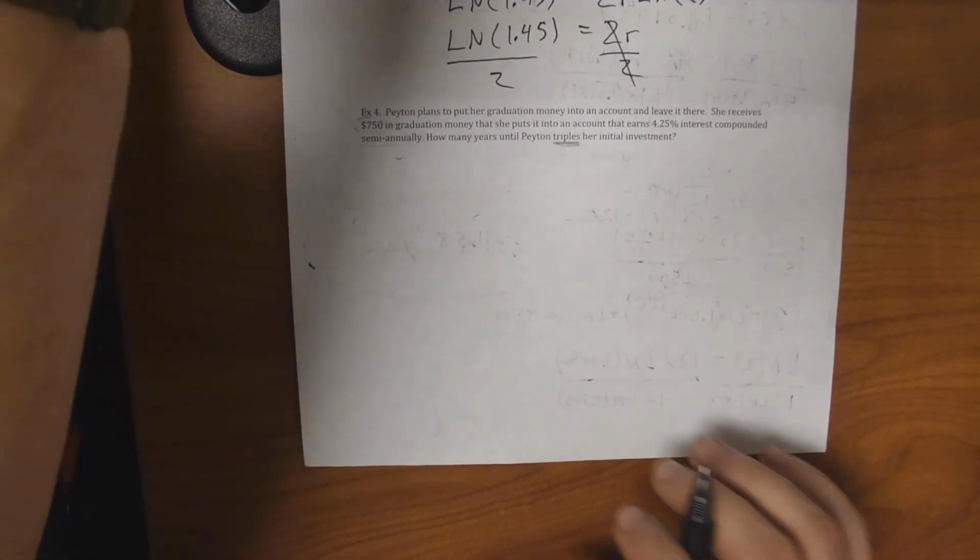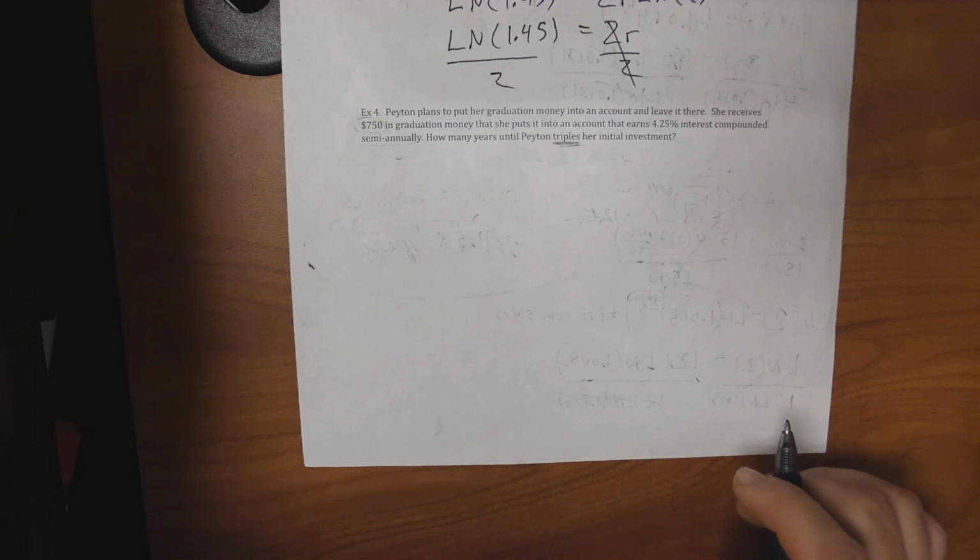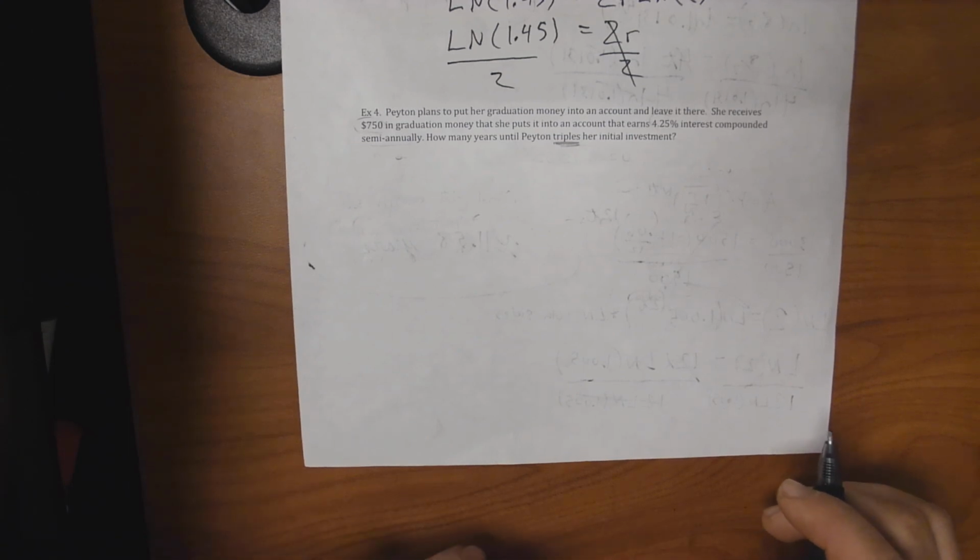Let's look at number 2. Peyton plans to put her graduation money into an account and leave it there. She receives $750 in graduation money that she puts into an account. There is 4.25% interest compounded semi-annually. How many years until Peyton triples her initial investment?